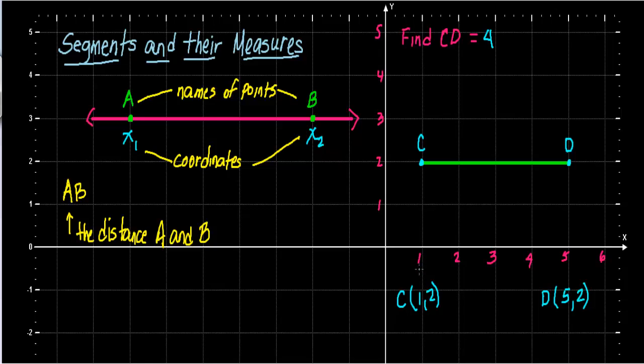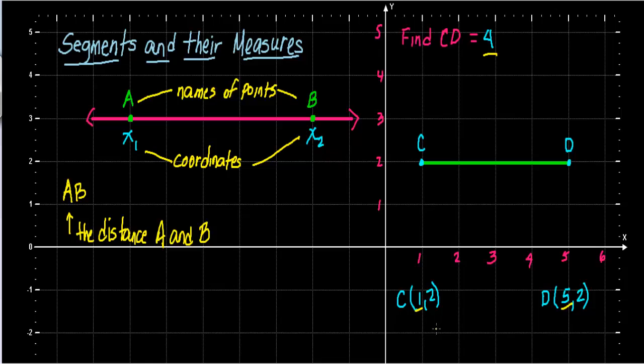Another way to do it is look at the x coordinate of C, which is 1, and look at the x coordinate of D, which is 5. And notice that 5 and 1, I can subtract 5 minus 1, and I'll also get the distance, which is 4. So if this is at point 5, and this is at point 1 on the x-axis, I can just say, well, 5 minus 1, that's the distance between C and D. It's 4. So you have two ways of doing this. You can count or you can subtract.